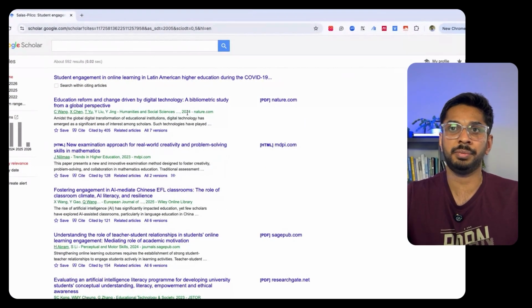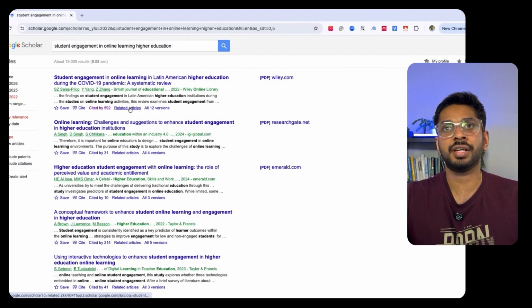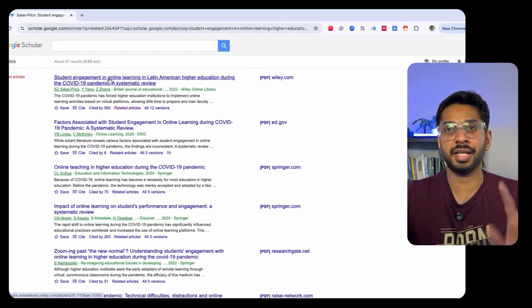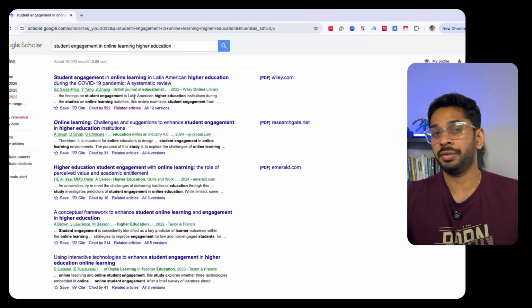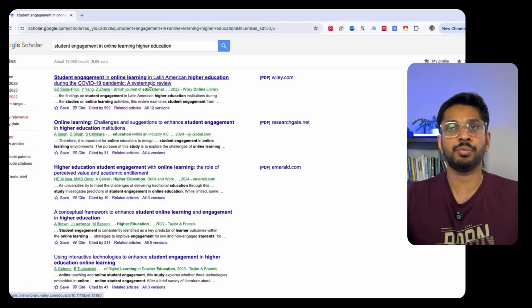I could see papers from 2024 and 2025. So we call this paper a seed paper. Or you can click on related articles, which again brings articles that are similar to the article you have taken as a seed paper. So essentially the idea is not to start downloading all the papers from here. The idea is to find papers that are most relevant.